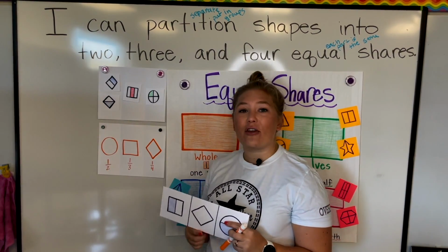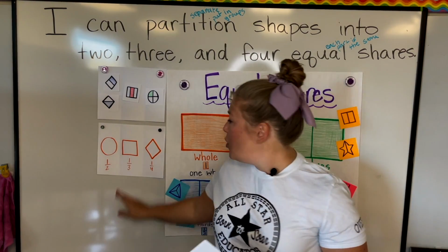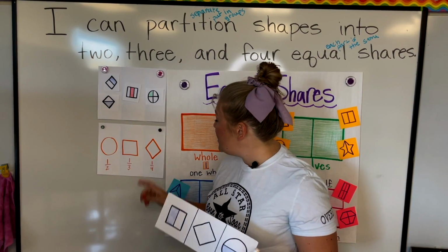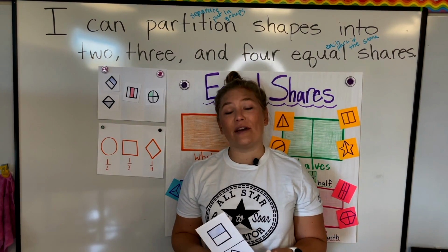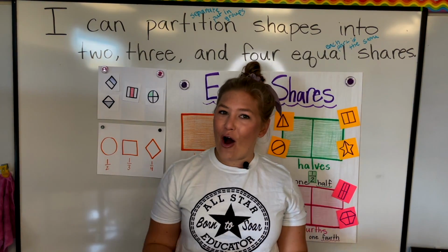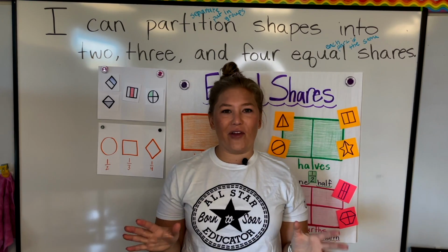And then you're going to draw your square with 3 equal shares, and then you're going to color 1/3 of your square. You're going to then take your rhombus and put it into 4 equal shares and color 1/4 of your shape. I'm so excited to see your shapes when you are all done.